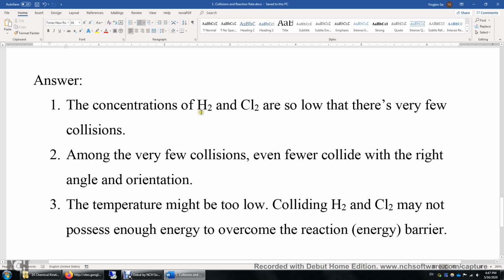So again, three possible reasons. If H2 does not react with CO2.